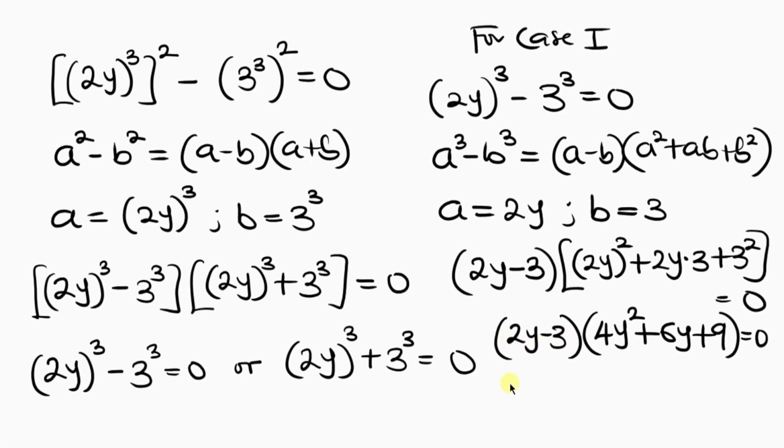The first case is where we have 2y minus 3 equal to 0. And then the second case is where we have 4y squared plus 6y plus 9 equal to 0. We're going to be solving these cases one after the other. Now for the first case, let's say case 1. This is where we have 2y minus 3 equal to 0.